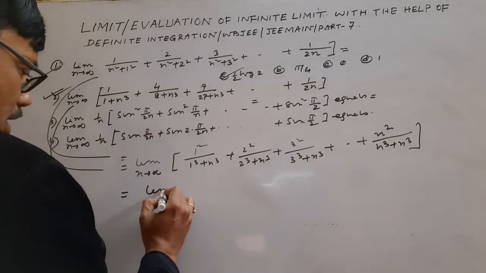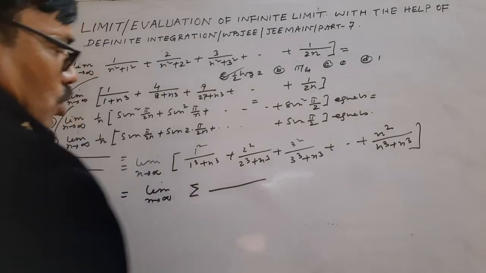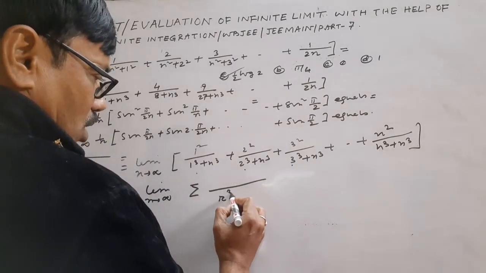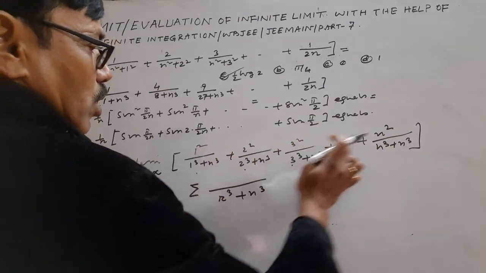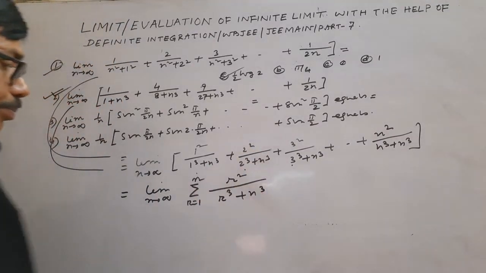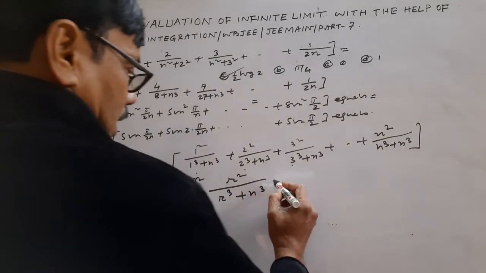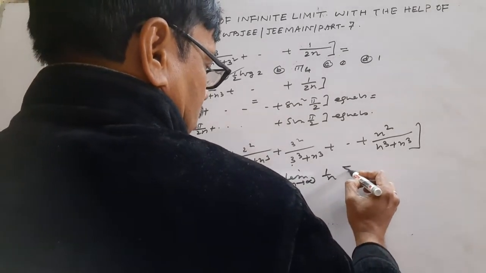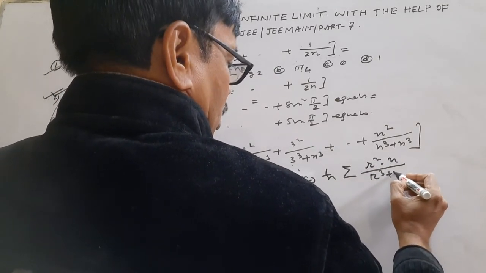Now limit n tends to infinity, summation. So 1 cube, 2 cube, 3 cube, n cube. This is changing. So r cube, n cube fixed. And 1 square, 2 square, 3 square. So this is r square, r equals 1 to n. Now to get the formula we need 1 by n here. So limit n tends to infinity, 1 by n summation r square into n over r cube plus n cube.